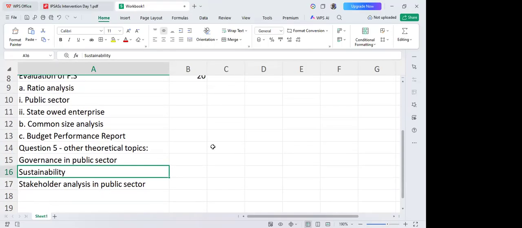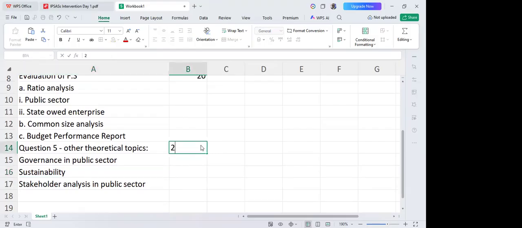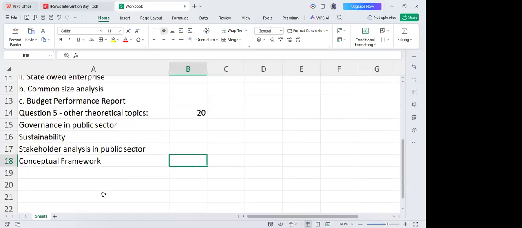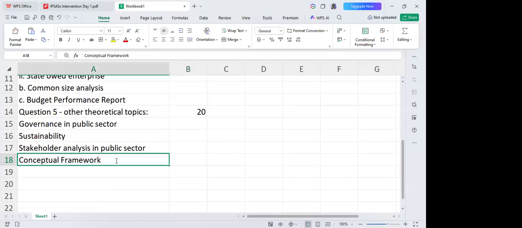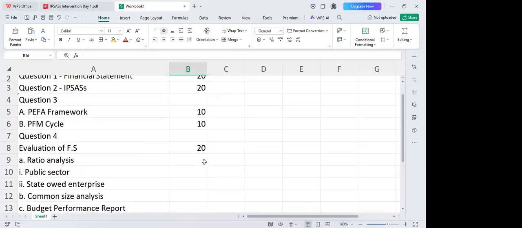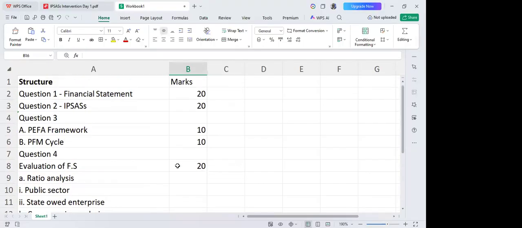So question five is also the conceptual framework, 20 marks. Yeah, the conceptual framework. You're right, but next time, please raise up your hand. So the conceptual framework, and as I said, any other theory topic in the syllabus, etc. So this should give you a hundred marks.